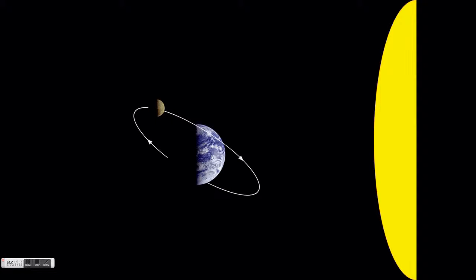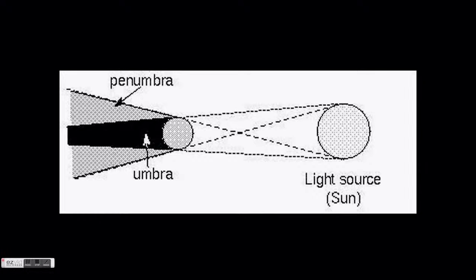Eclipses only occur when the sun, moon, and Earth are in a mostly straight line. Since the moon's orbit is tilted, it spends most of its time above or below the Earth. However, around 3 times a year, the moon will pass through the shadow of the Earth. If this occurs during a full moon, then we will see a lunar eclipse.